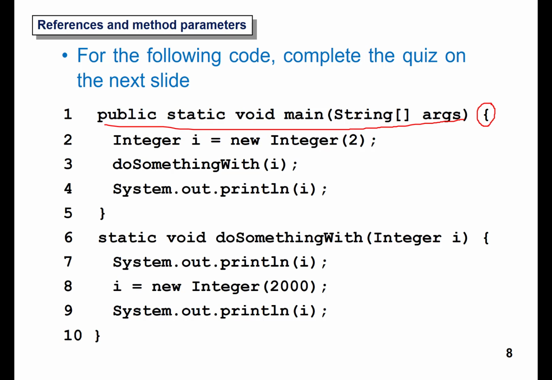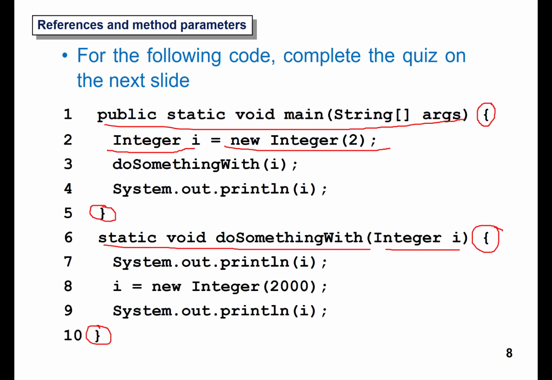our method starts with these curly brackets here and ends with these curly brackets here. And we know that we have another method here, static void do something with an integer. It starts with these curly brackets and ends with these curly brackets. So let's have a look at what's happening within each of these methods. In line 2, we're declaring a reference of type integer, and we're creating a new object of type integer and initializing it to the value of 2. And then we're doing something with I. Do something basically means that we're calling this method here.